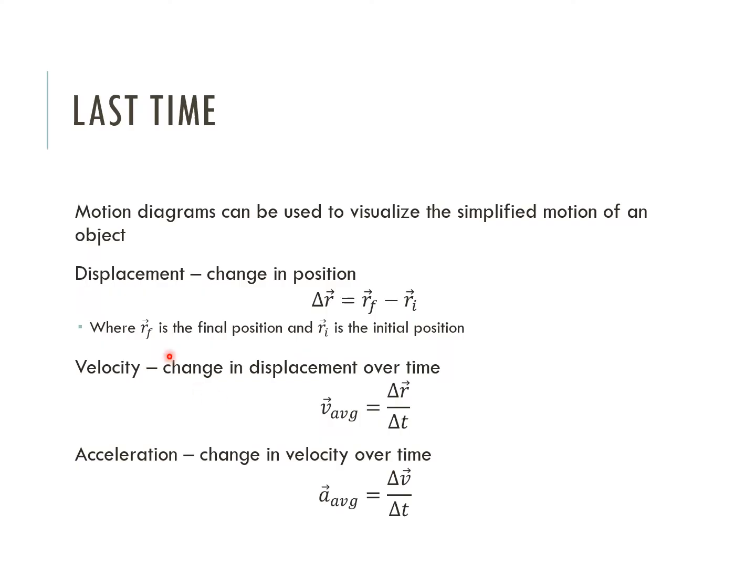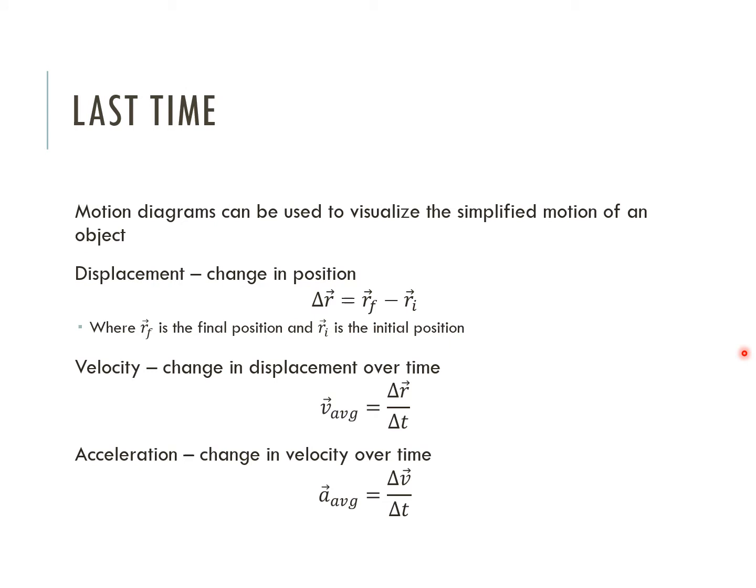So last time we introduced a couple of different terms. We had motion diagrams that were used to visualize the simplified motion of an object. We had points a specific time apart. The points were the position. We could look at the change in position, which is defined as the displacement. It is a vector because we are moving in a direction.